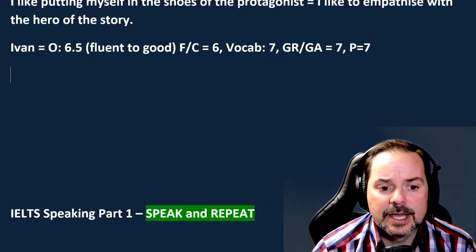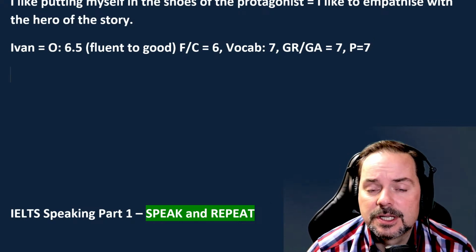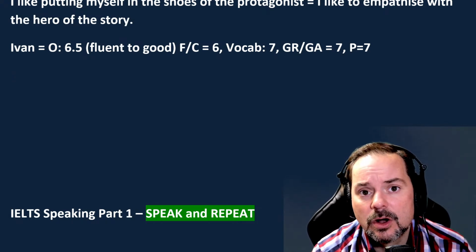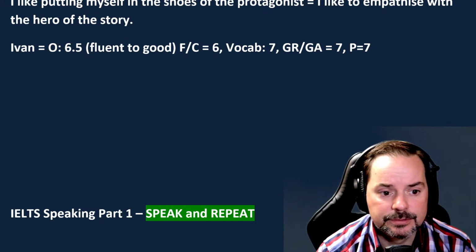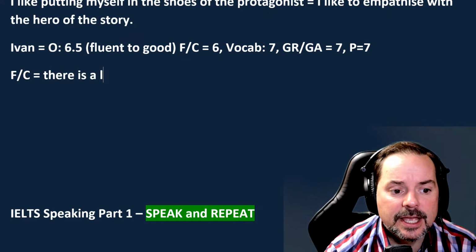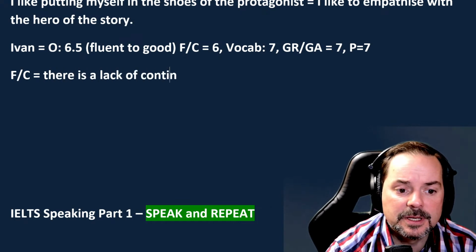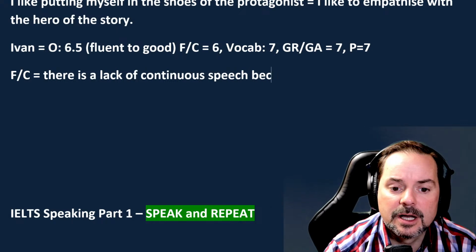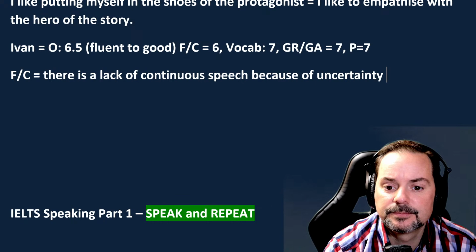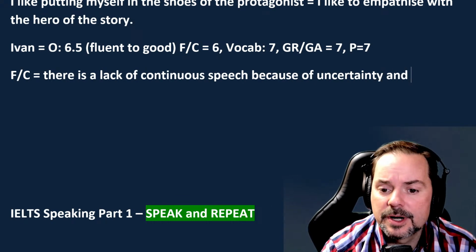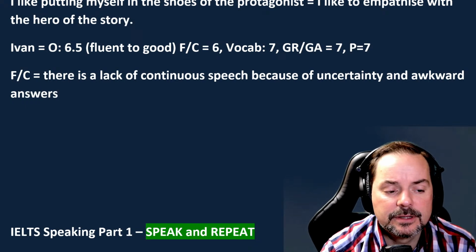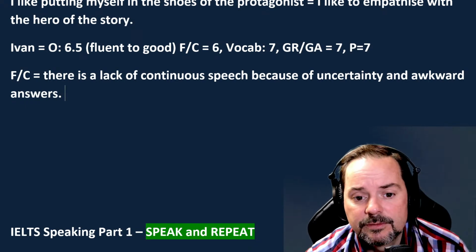I'll tell you why you're getting band 6 for fluency and coherence, okay? Your answers are slightly awkward and uncertain, okay? So for fluency and coherence, there is a lack of continuous speech because of uncertainty, okay? And awkward answers. Okay, and I'll explain that with an example from what you said.